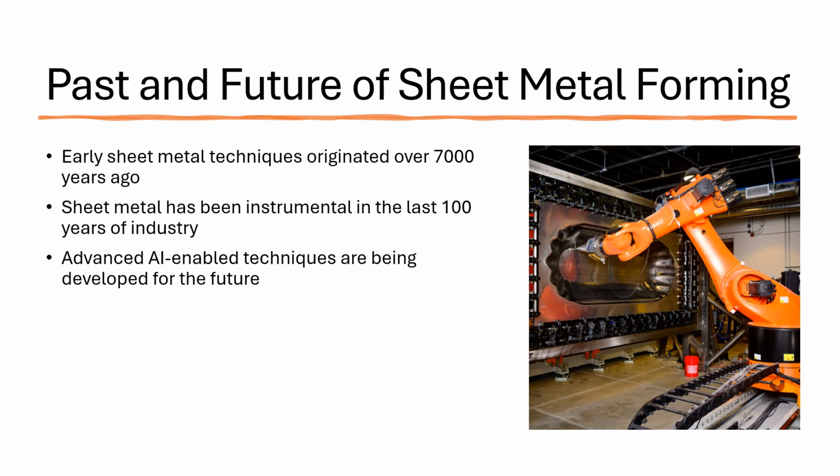Whether it's the basic forming techniques that have been around for millennia or the ultra-modern AI-driven robotic cells of the present, sheet metal forming has long been and will continue to be one of the most important manufacturing techniques in industry.